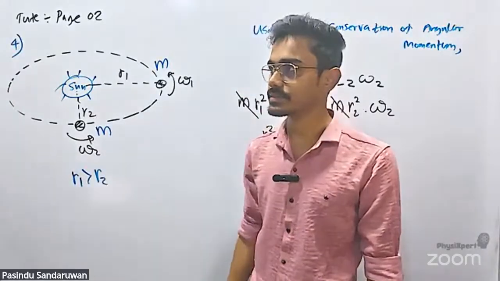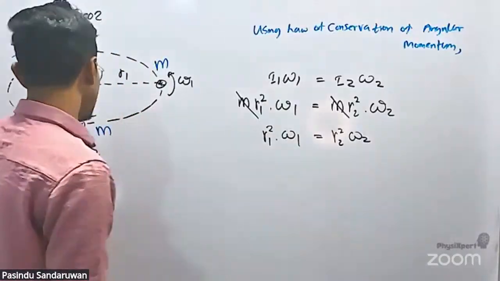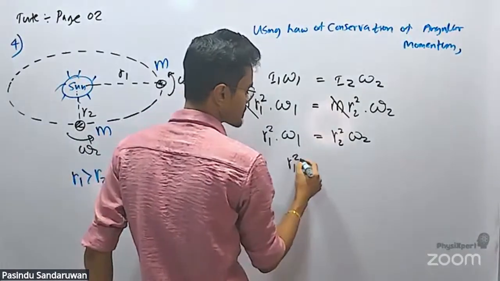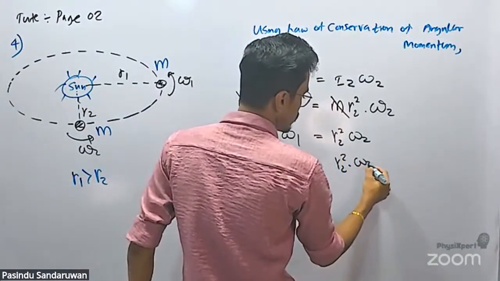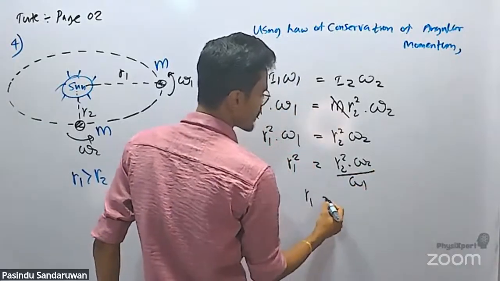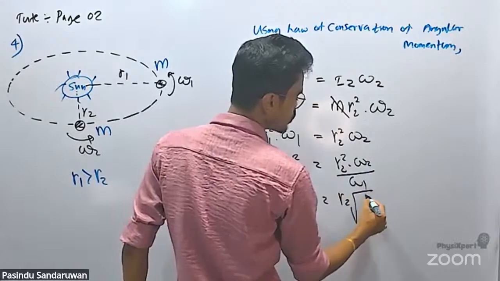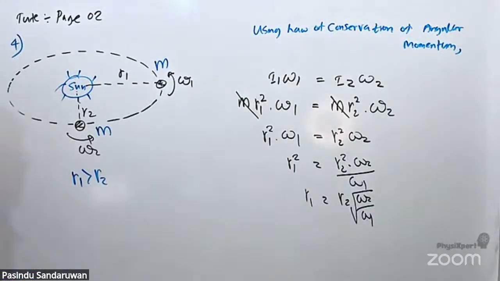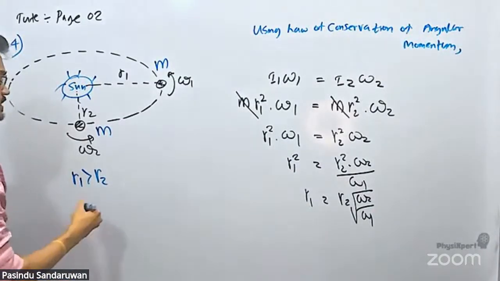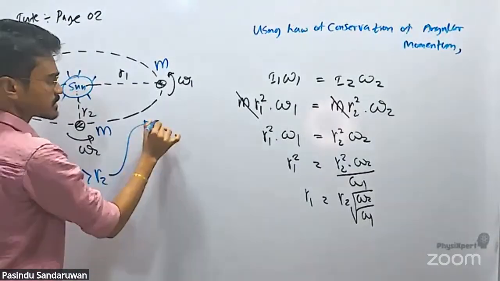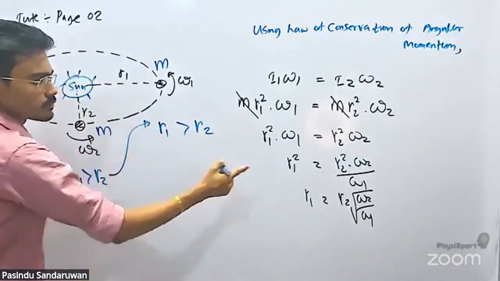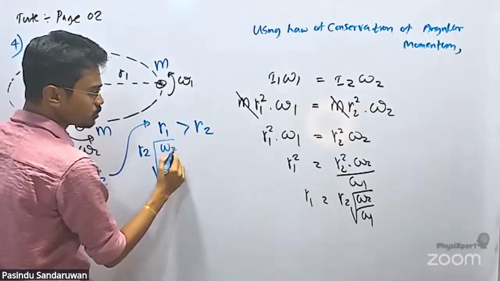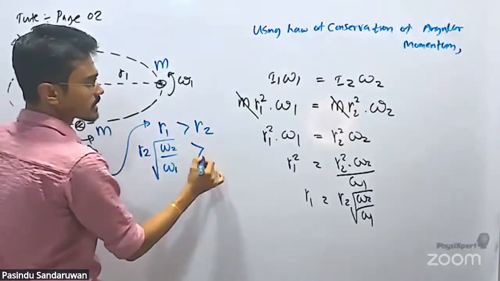So I'm going to substitute something here. For that, let's make R1 the subject. See what is happening. R1 squared equals R2 squared omega 2 over omega 1. So R1 is R2 root omega 2 over omega 1. Right? So let's plug it in. Let me start from this. We know R1 is greater than R2. For R1, we can substitute R2 times root omega 2 over omega 1, greater than R2.